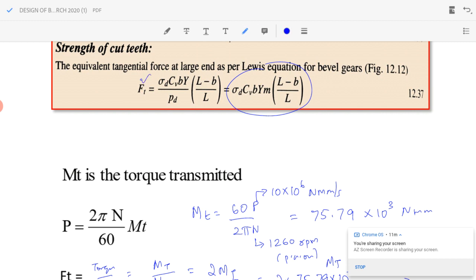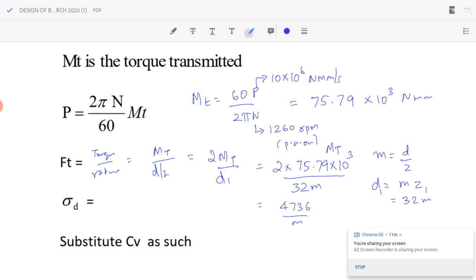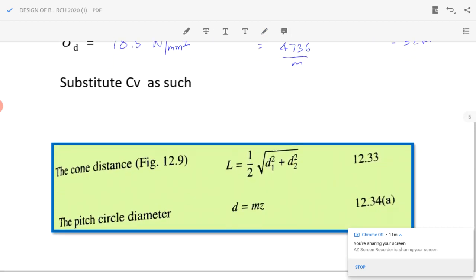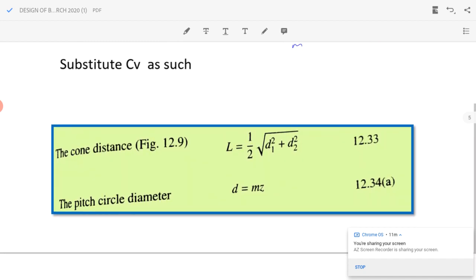We have already selected the material. So sigma d equal to 78.5 for cast iron grade 35 heat treated, sigma d equal to 78.5 newton per millimeter square. Substitute Cv as such. Now we have to find other terms. Diameter equal to mz, L equal to root of r1 square plus r2 square, or in terms of diameter, root of d1 square plus d2 square by 2. Then I can find this L. Okay, so L is the cone distance.